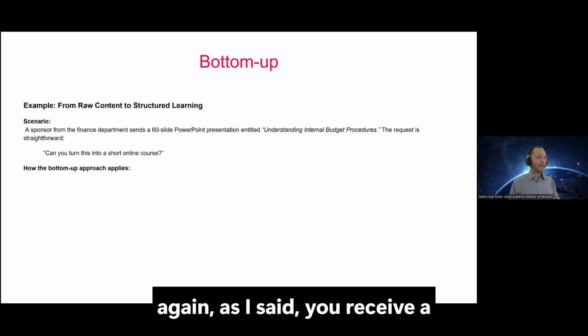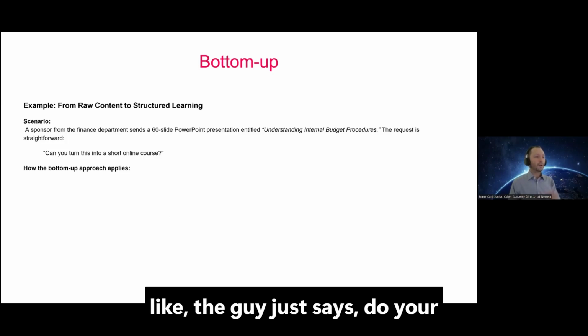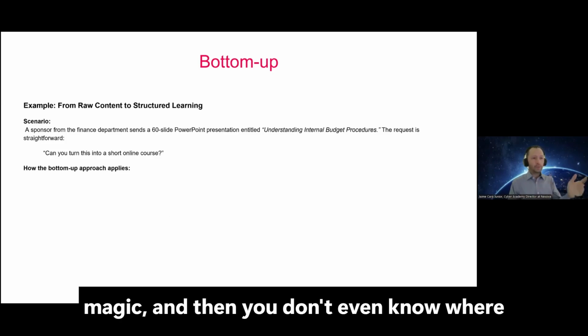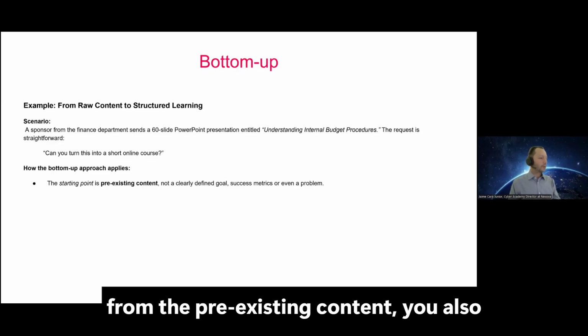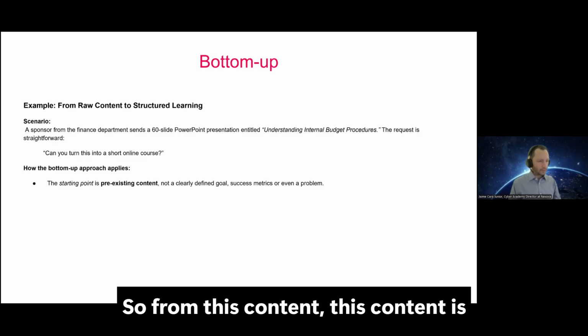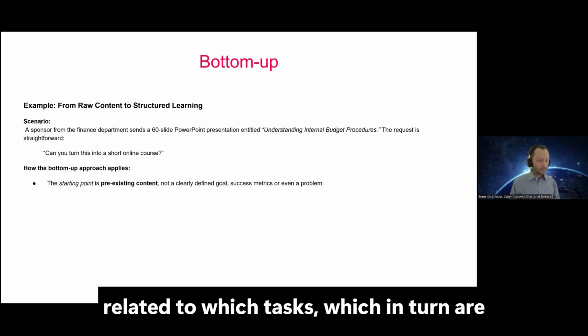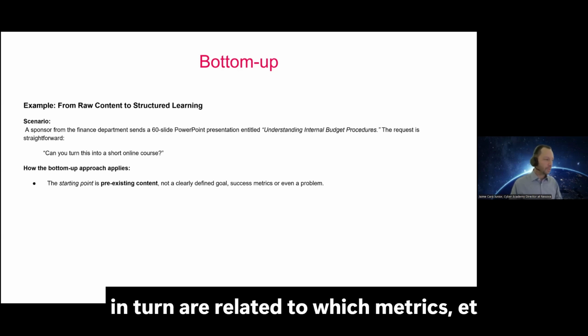Say, as I said, you receive a PowerPoint presentation, and the guy just says, do your magic, and you don't even know where to start. So usually from the pre-existing content, you also have to try to derive. You can do inverse engineering. So this content is related to which tasks, which in turn are related to which job-related tasks, which in turn are related to which metrics, etc., etc.